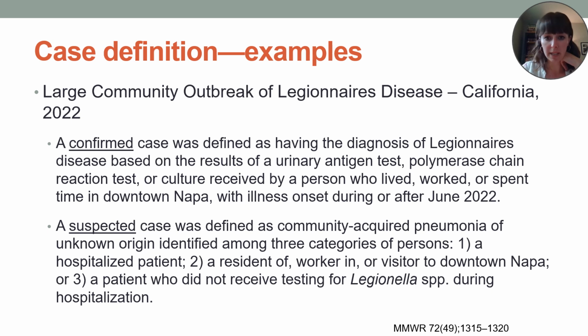And then a suspected case was defined as community-acquired pneumonia of unknown origin, identified among 3 categories of persons: a hospitalized patient, a resident of, worker in, or visitor to downtown Napa, or a patient who did not receive testing for Legionella during hospitalization. So note that each of these case definitions still include all 4 key components we discussed earlier: the clinical findings and restrictions by time, person, and place. They just differentiate by their level of certainty of a case.